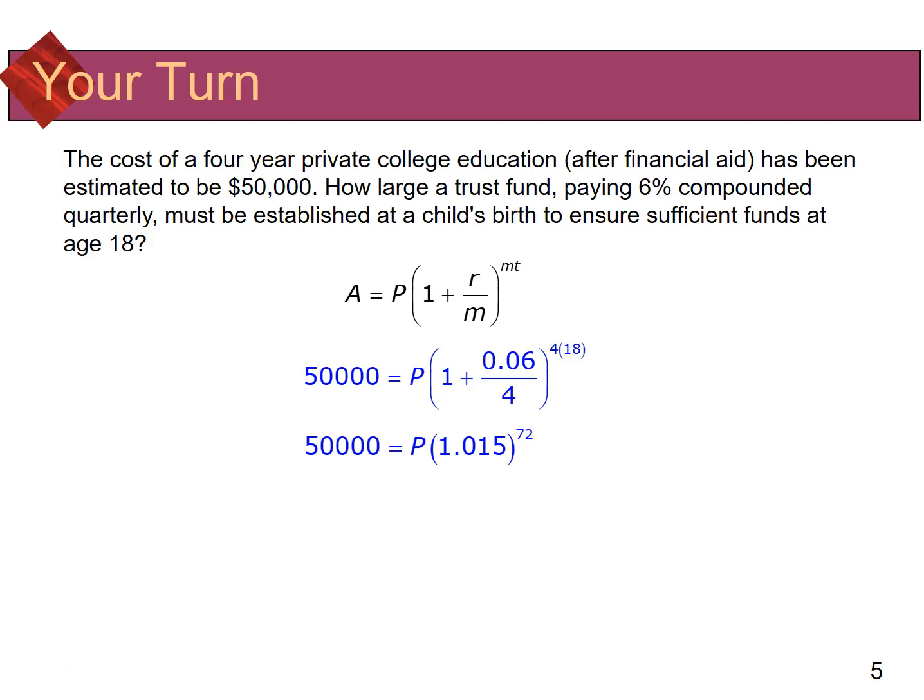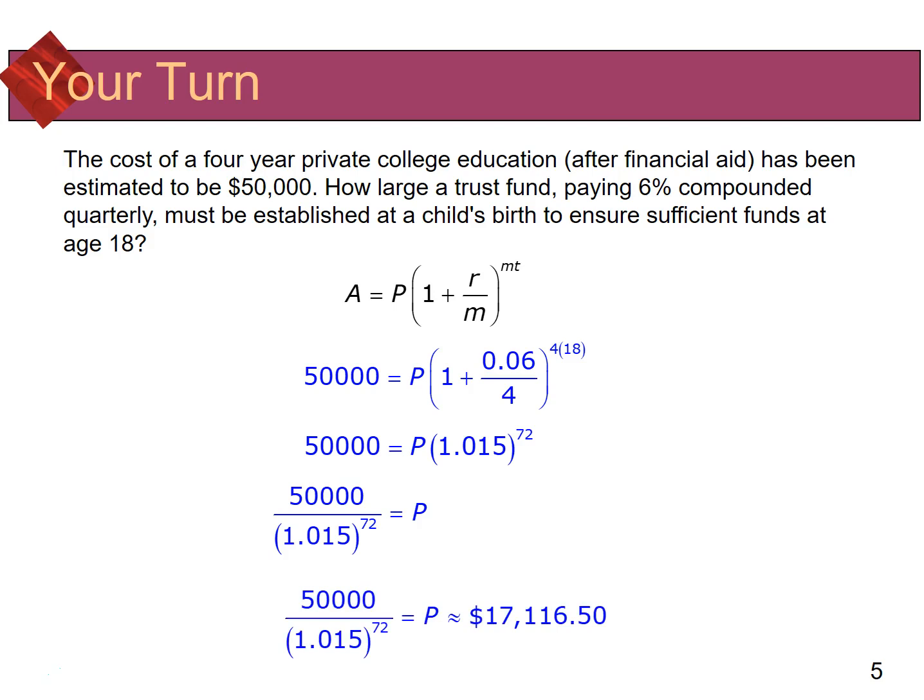So I'm going to take that number and divide $50,000 by that number on both sides. So I'm left with P, which is going to be the present value in this case, equaling 50,000 divided by 1.015 to the 72nd power. And when I work that out, I get that the present value that I have to invest in this trust fund now has to be about $17,116.50.